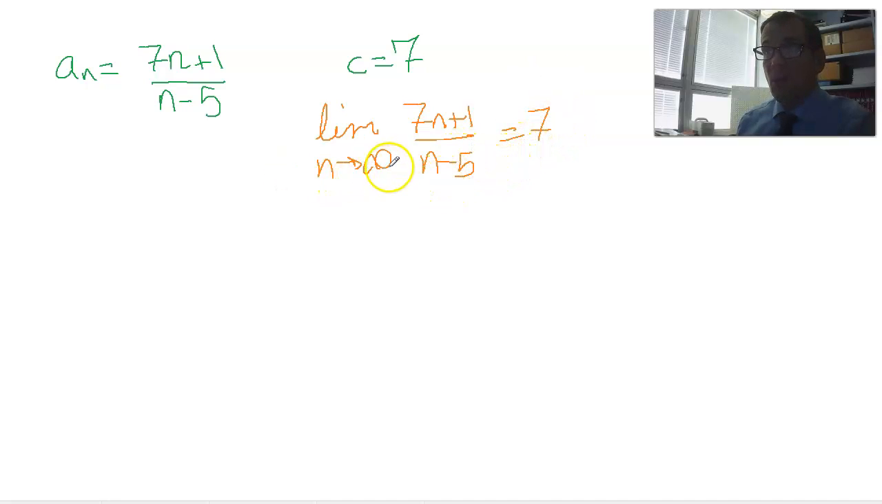And that means that at some point, for n's and all the n's past it, an infinite number of n's past it, does this get arbitrarily close to 7? I don't know. Let's find out.